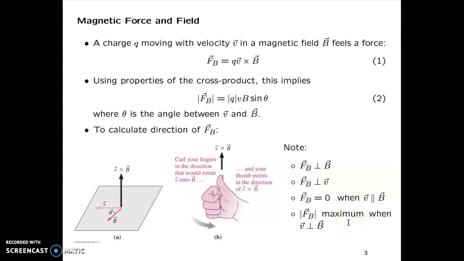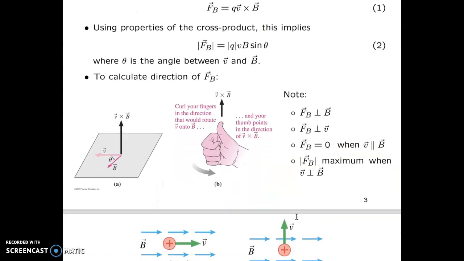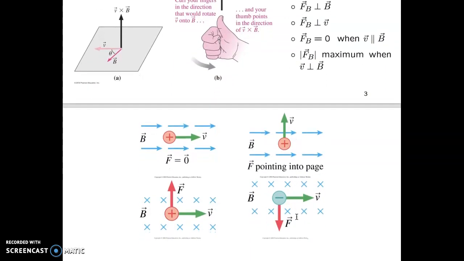When is the magnitude of the force a maximum? Whenever sine theta is a maximum. Sine theta is a maximum at 90 degrees. So that means the magnitude of this force will be a maximum for any given speed and magnetic field magnitude. The force will be a maximum when these two are perpendicular. So all of this is important to understand going forward.